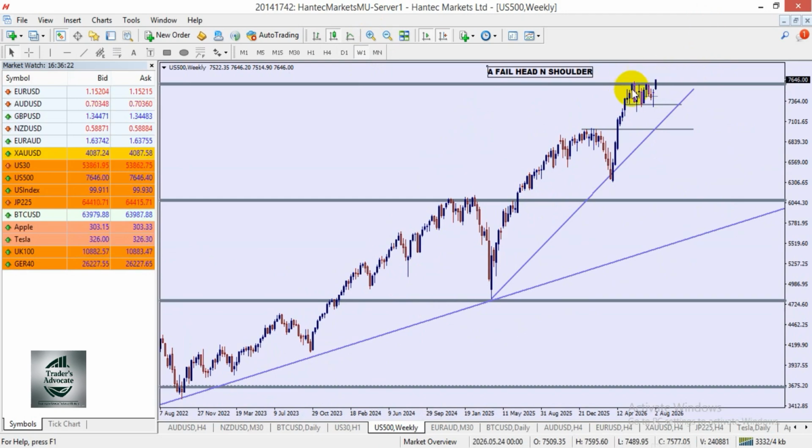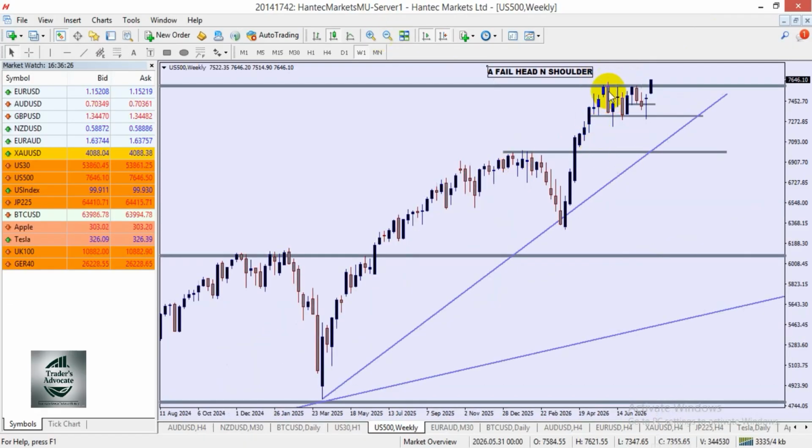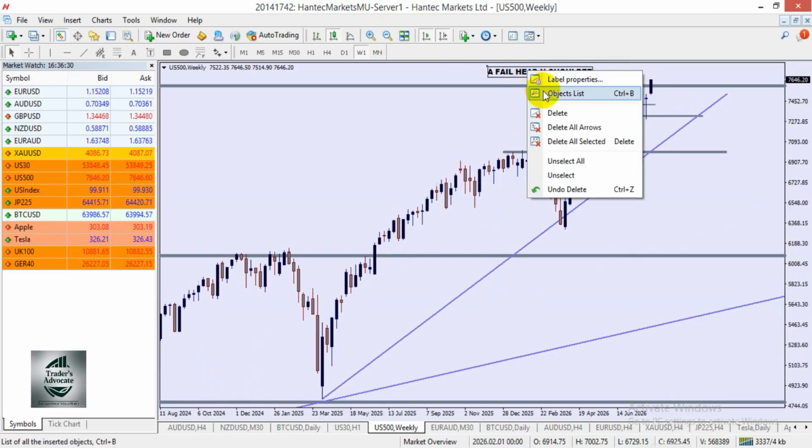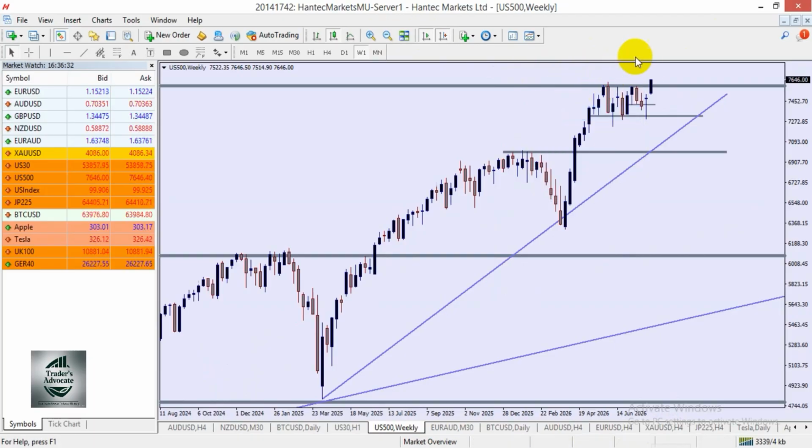But what happened? We pretty much formed a double top. Let me zoom in properly so you can see this was a pretty much double top. This was the first top, this was the second top, and this was the neckline.